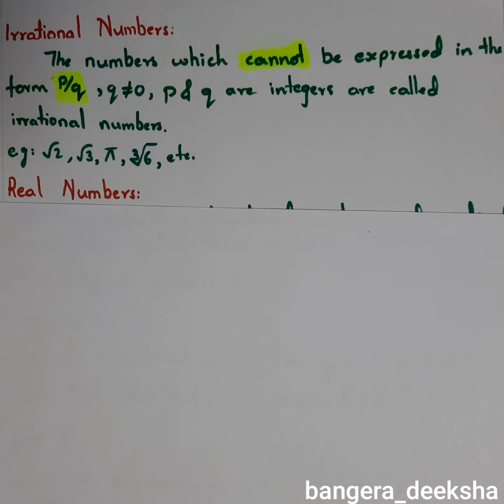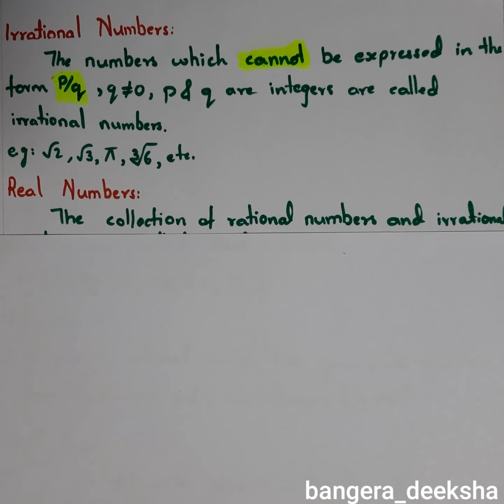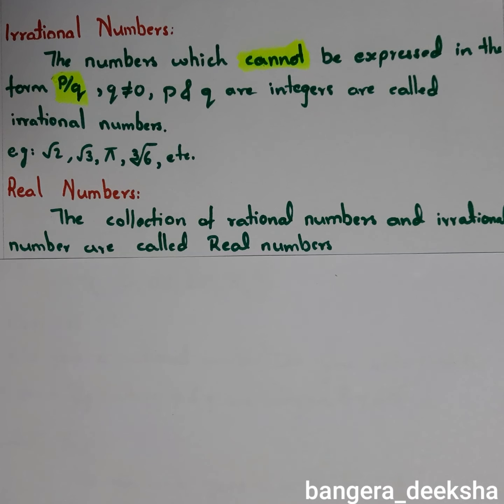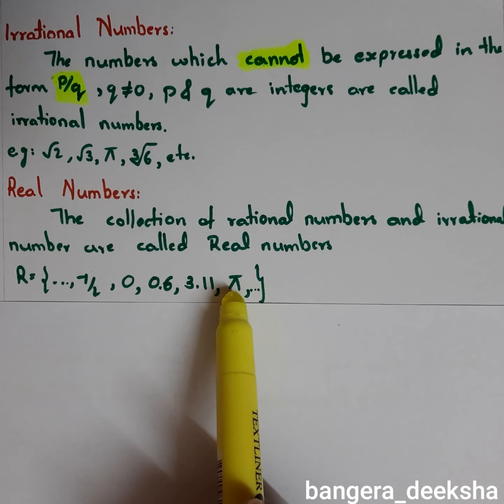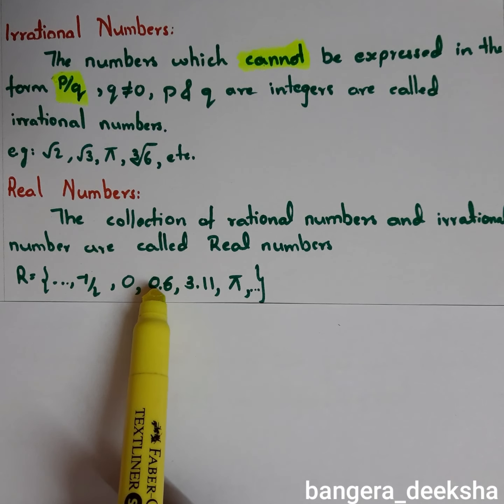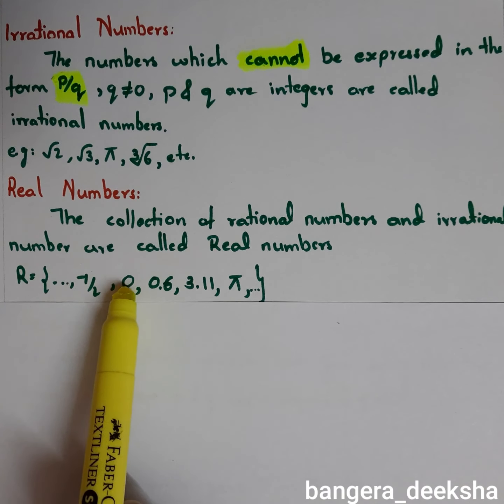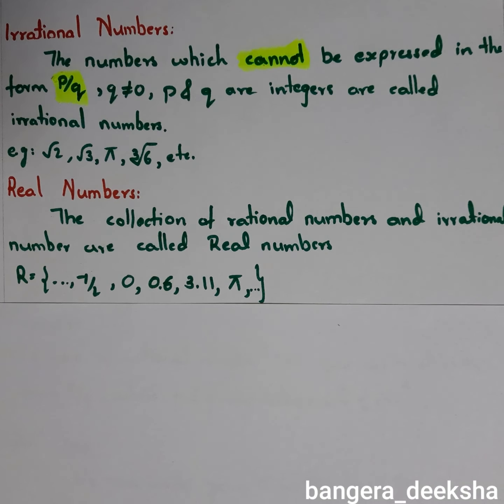The next set of numbers is real numbers. So far we saw natural numbers, whole numbers, integers, rational numbers, irrational numbers. All these numbers are included in real numbers. So, we say the collection of rational numbers and irrational numbers are called real numbers. It is denoted by the letter R, including all these numbers. If you see here, pi is an irrational number, 0.6 is a decimal number which can be written in rational number form, negative numbers, so integers, 0. So, all the numbers are included in real numbers.